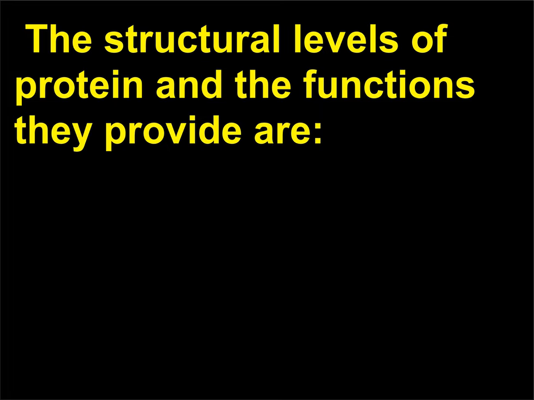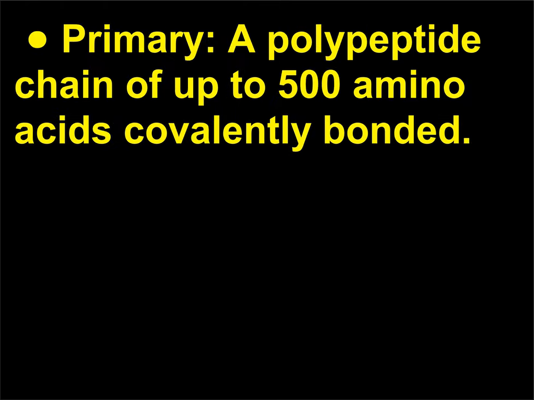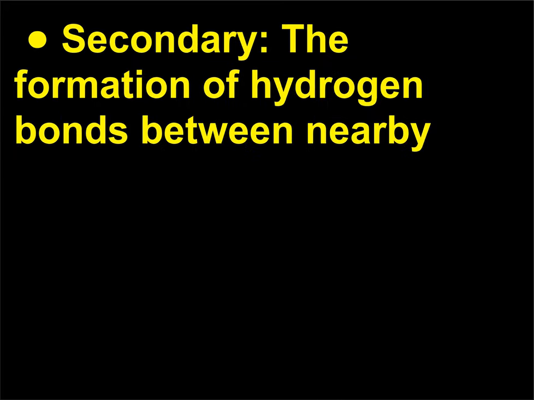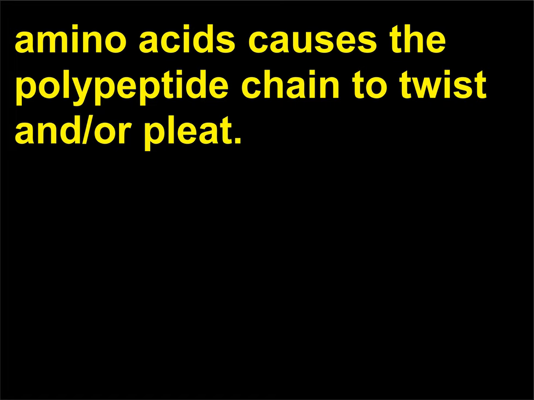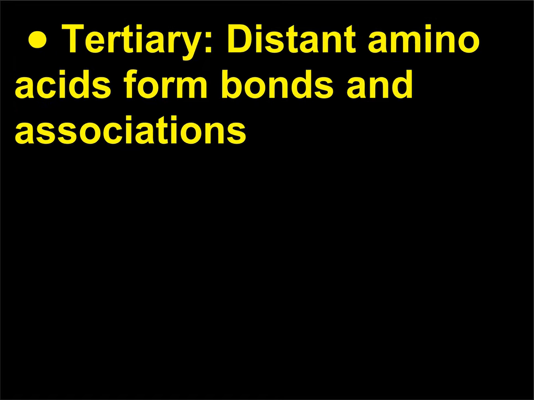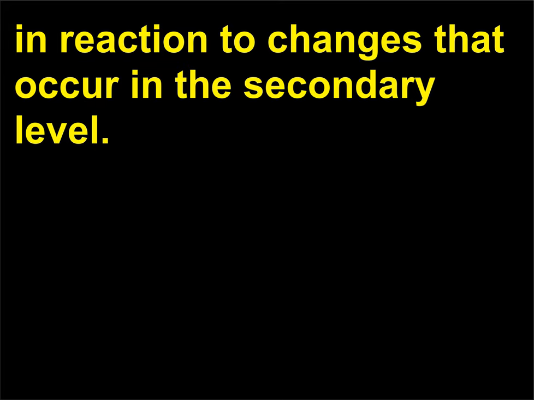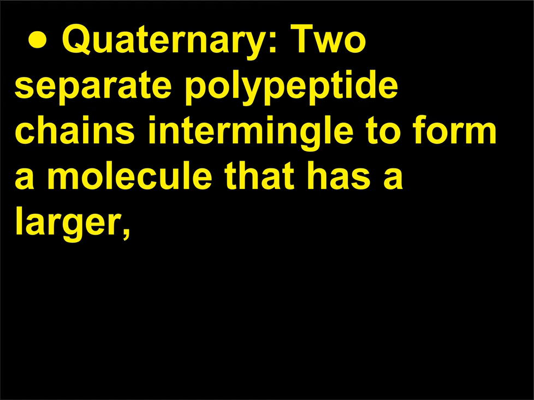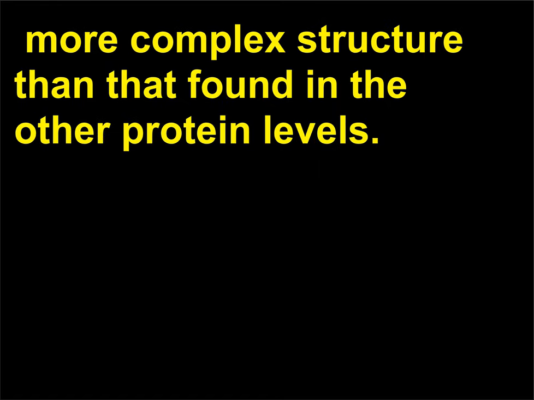The structural levels of protein and the functions they provide are: Primary, a polypeptide chain of up to 500 amino acids covalently bonded. Secondary, the formation of hydrogen bonds between nearby amino acids causes the polypeptide chain to twist and slash or pleat. Tertiary, distant amino acids form bonds and associations in reaction to changes that occur in the secondary level. Quaternary, two separate polypeptide chains intermingle to form a molecule that has a larger, more complex structure than that found in the other protein levels.